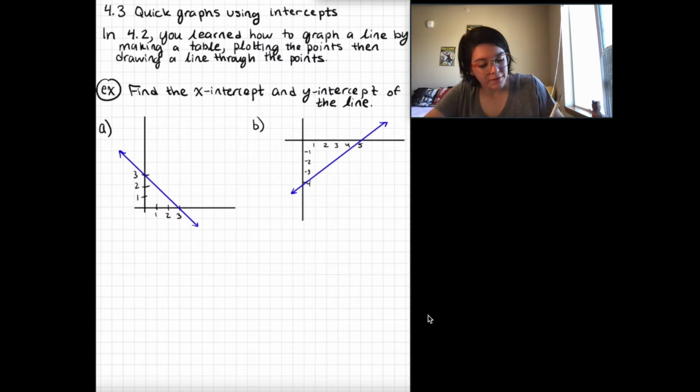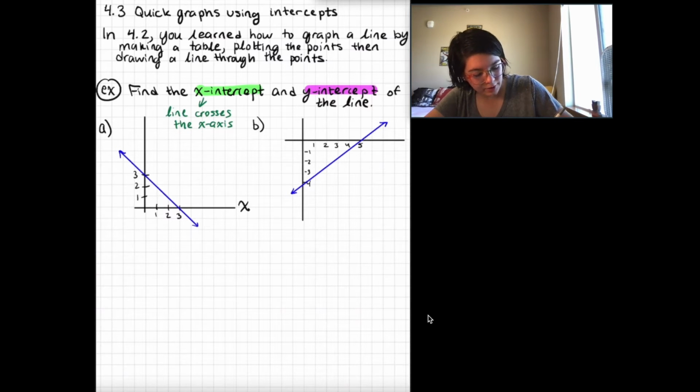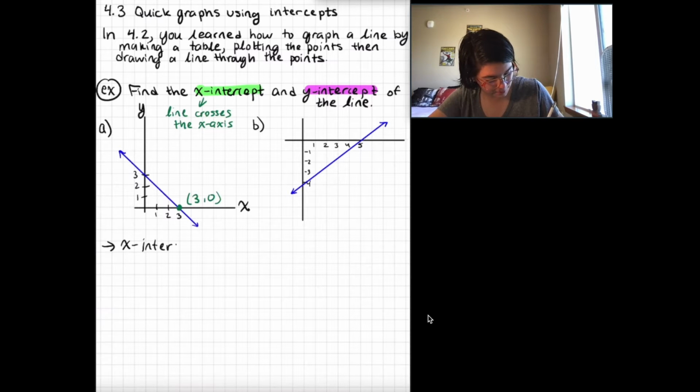So the example asks us to find the x-intercept and the y-intercept. So let's start with the x-intercept. The x-intercept is where our line crosses the x-axis. Remember, in our coordinate plane, the horizontal line is our x-axis and the vertical line is our y-axis. So where something crosses the x-axis, well, our blue line here crosses the x-axis right here at the point 3, 0.